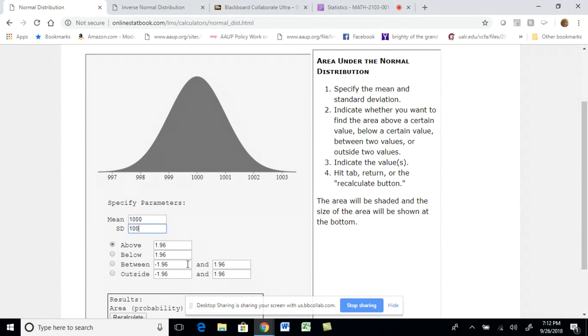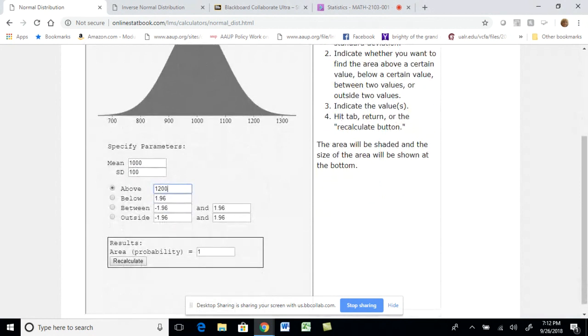And then which one of these do we want for the light bulb problem? Above, below, between, or out? Above. Above, yeah. Above 1200. So you just type above 1200, and you're going to calculate that. You want the area, which is the same as probability, so it's 0.0228 or 2.28%.